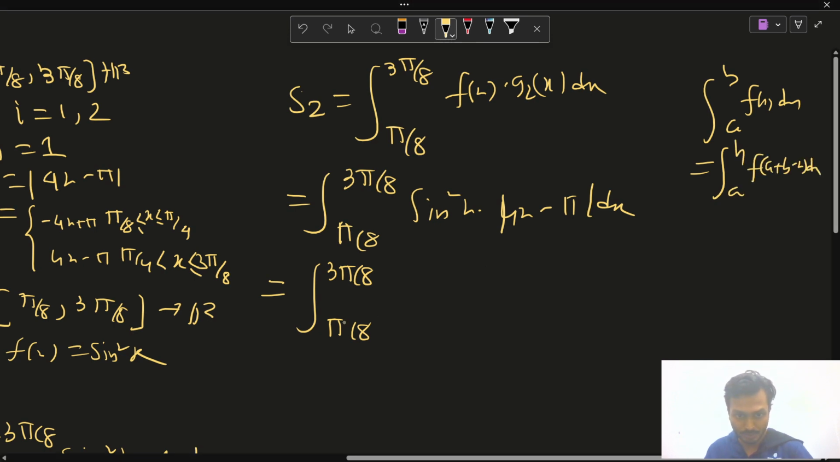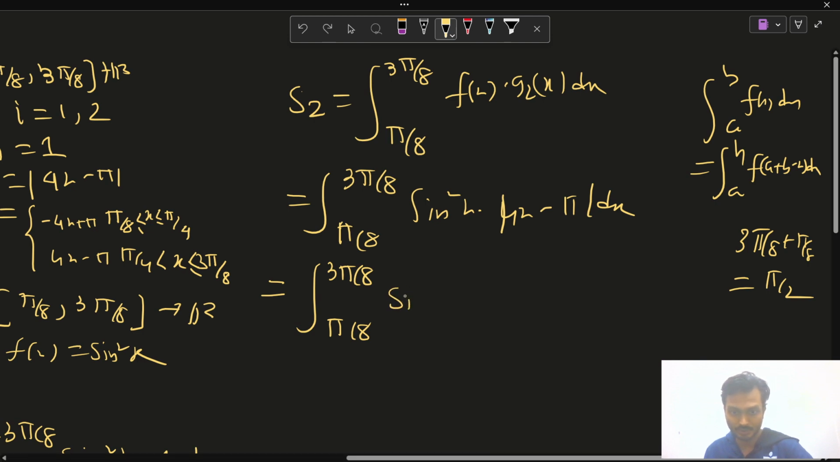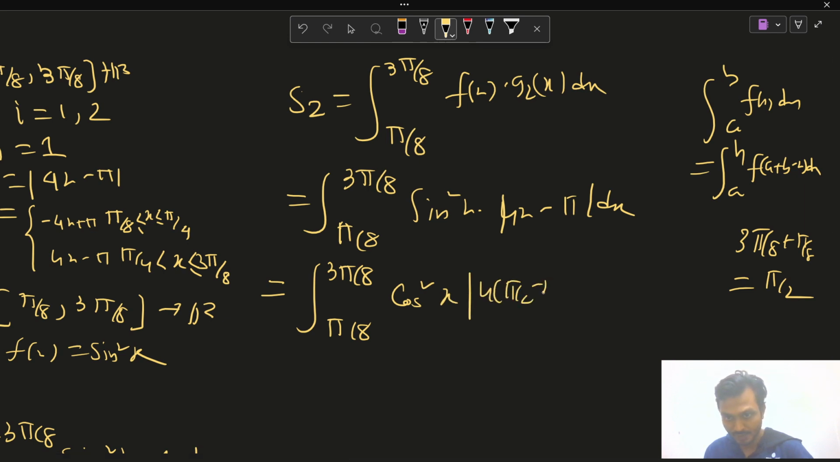is equal to integration a to b f(a plus b minus x) dx. So if we put a plus b, this is 3 pi by 8 plus pi by 8. That means this will be 4 pi by 8, meaning pi by 2. So a plus b minus x means sine square of (pi by 2 minus x). So this will be cos square x, right? So cos square x into 4 into (pi by 2 minus x) minus pi, dx.